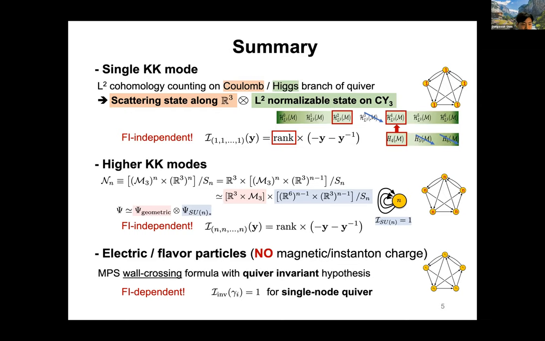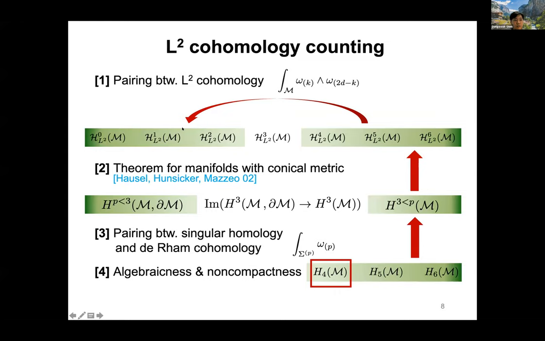So for the remaining time, let me briefly summarize how we could count this L2 cohomology based on mathematical theorems. First, there exists a pairing between L2 cohomology. So if we know this upper part of L2 cohomology, then we can automatically know this lower part, except H3. But thanks to mathematicians, there is a well-known theorem for manifolds with conical metric.